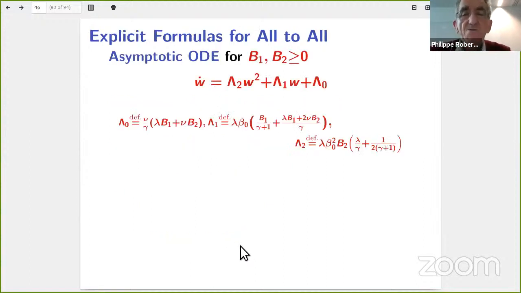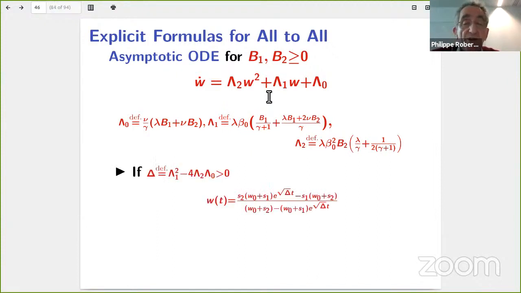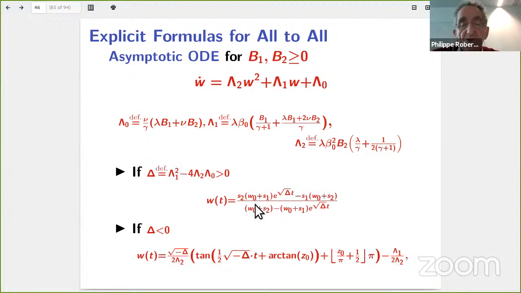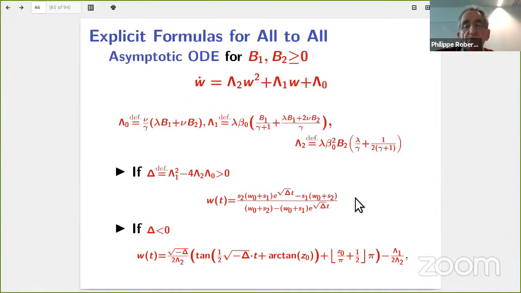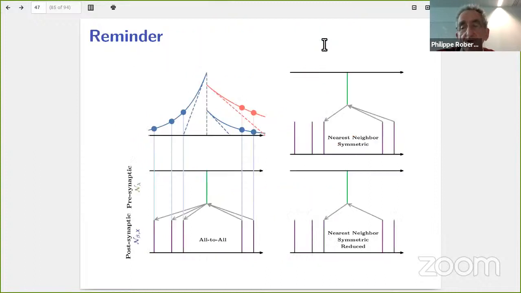And the asymptotic ODE is like that, with a polynomial of degree 2. And you have two cases. If the discriminant of this polynomial is positive, then your S0 is infinity, and you can describe your W of t like that. Otherwise, W of t can be represented by this kind of function. So in this case also, you can have a blow-up mechanism. And remember, this is an all-to-all model. The all-to-all model is all the pairs, and I remind you that the nearest symmetric neighbor is just the pair before, and nearest reduced is just without any spike between the two instants of the pair.